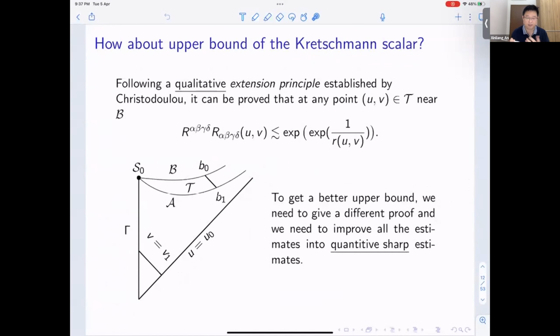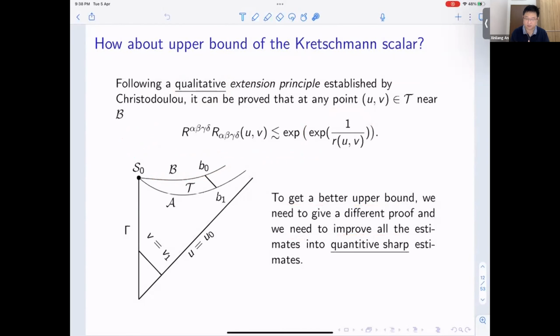Following the qualitative extension principle by Christodoulou in other papers, it can be proved that for the Kretschmann scalar, when it is very close to the space-like singularity, there will be a double exponential upper bound, so this will be exponential of 1/r. And because the lower bound would be a polynomial, which is 1/r to the power of 6, we really want to know if it's sharp. Can we improve this to the sharp scenario? But to get a better upper bound, we need to give a totally different proof, which means we need to improve all the estimates into quantitative sharp estimates.